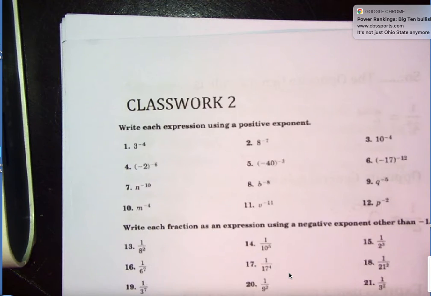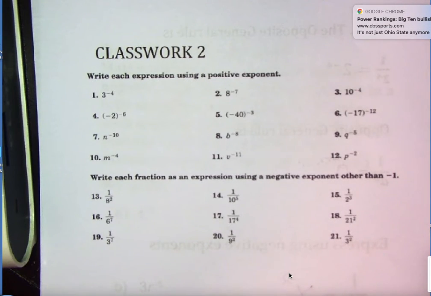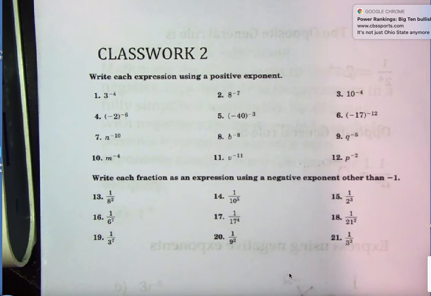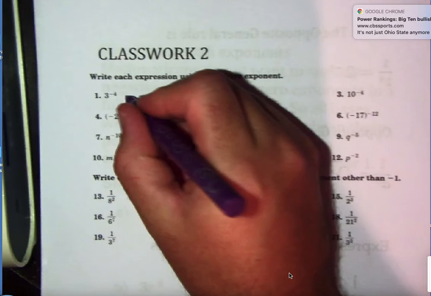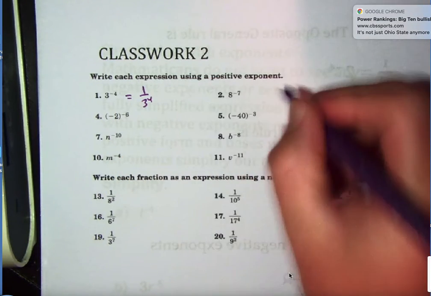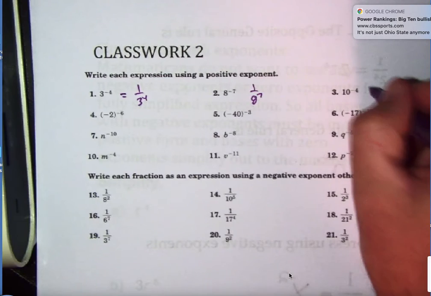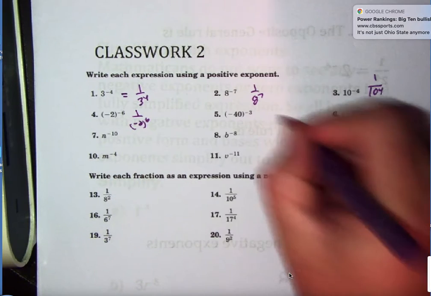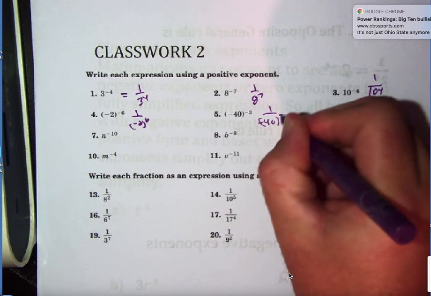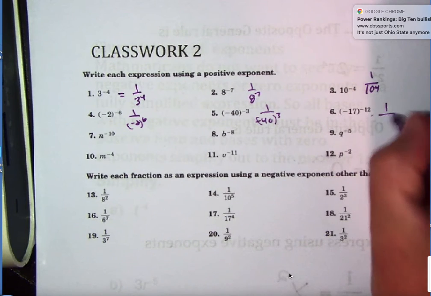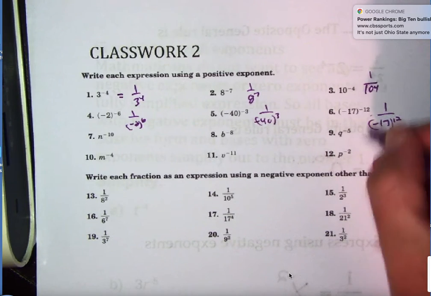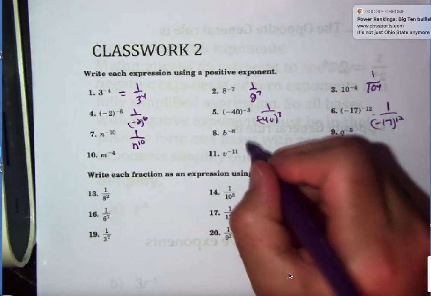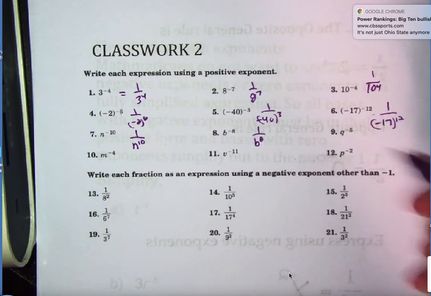Great. And so then I wanted to give you some practice to do this. I think everyone would be pretty good. I'm going to just put the answers down, but if you had questions, you could bring it up in class. Notice that I don't change the base. I only change the exponent to its positive form in the denominator. Because that's what it means. That's what we discovered.